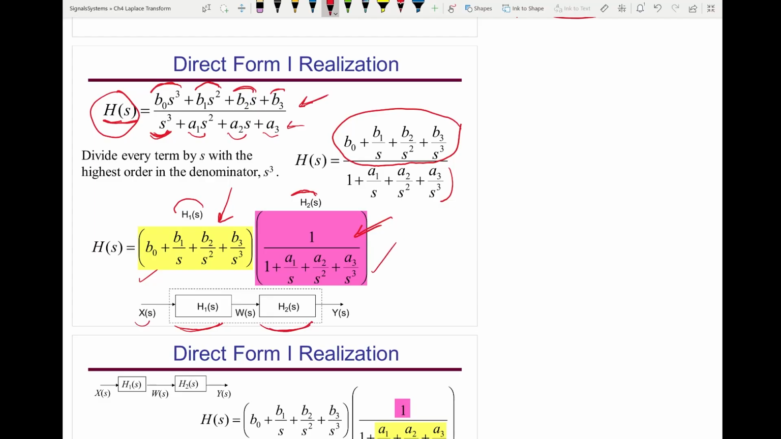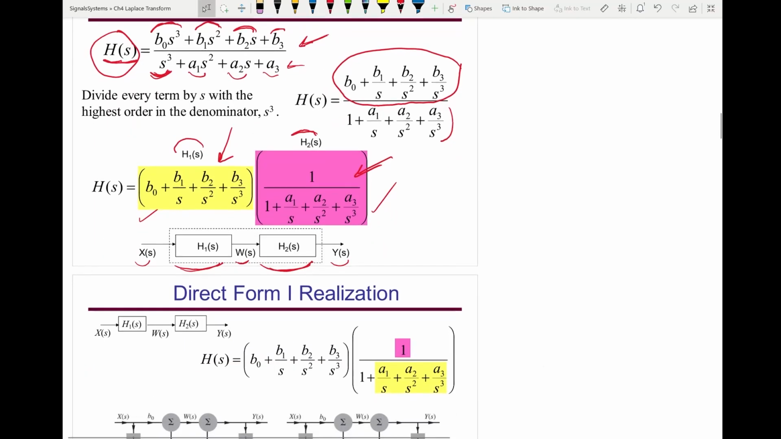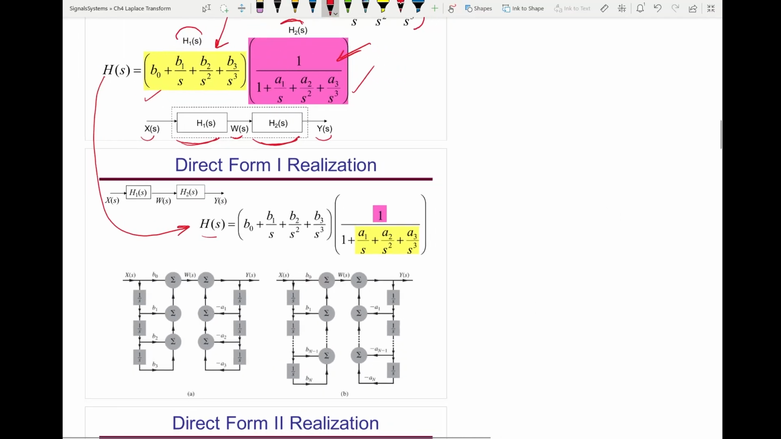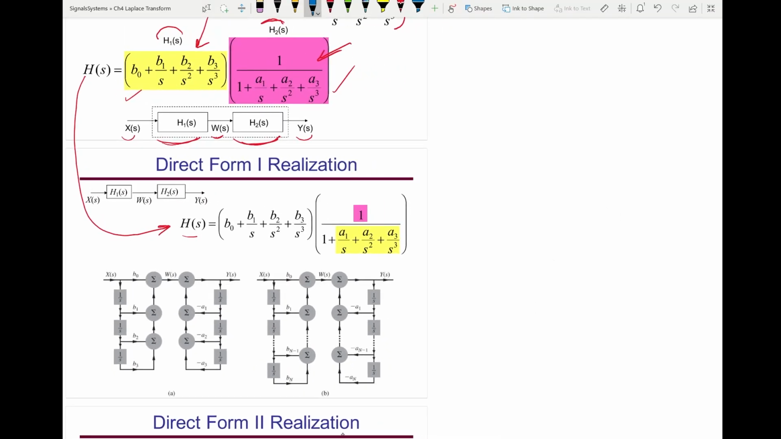And the input is X of s, and the output is Y of s, and they call this W of s. Now how do we build this system? If I use the canonical form 1 realization, let's see how we're going to build this. I'm just rewriting this equation. Instead of writing H of s this way, I will rewrite it in terms of input and output. So I will say H of s equals Y of s over X of s. Then I will multiply both sides by X of s. So then Y of s equals X of s times this times this.